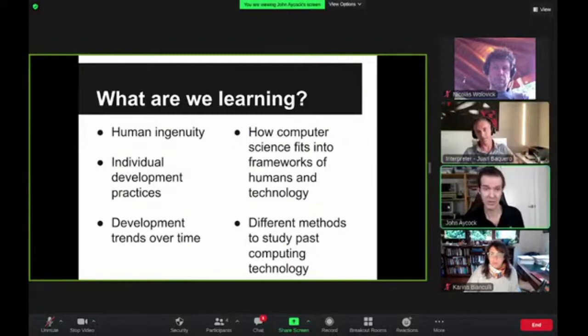And perhaps most importantly, how computer science fits into general frameworks of humans and technology.